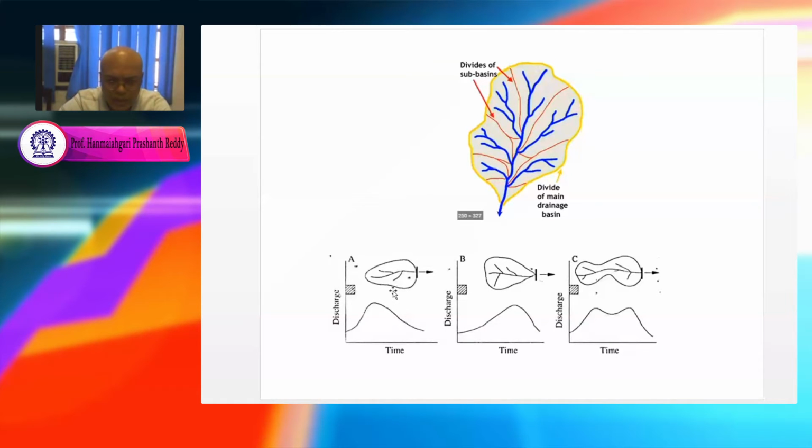You see in this, the dominant area, that means most of the area, is very close to the outlet. Therefore, the peak occurs early. If you look at the second one, this is also fan shaped, but it is inverted. The larger area of the catchment is away from the outlet. Therefore, the peak occurs delayed.